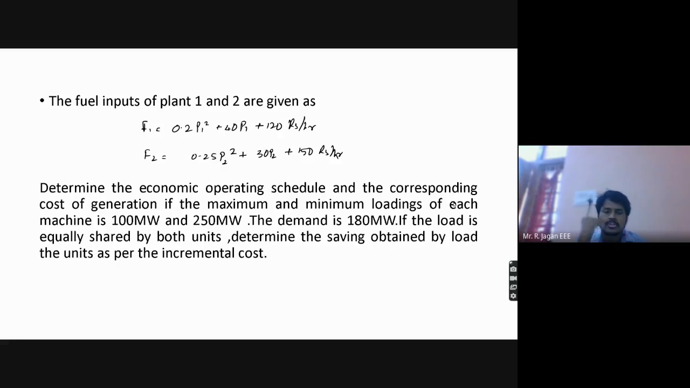Don't do the problem now, just note it down. Do it later, okay?